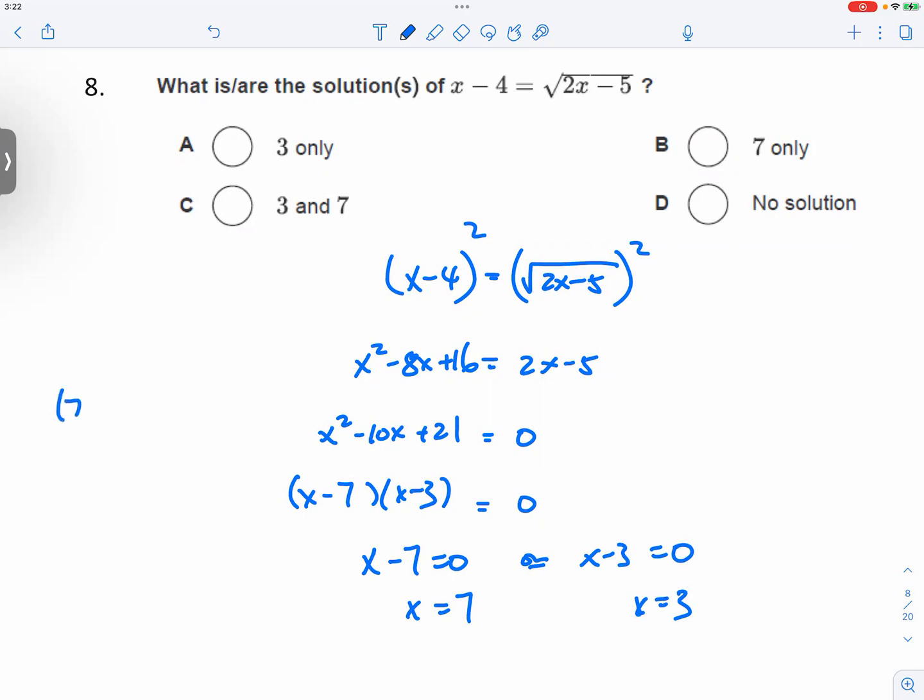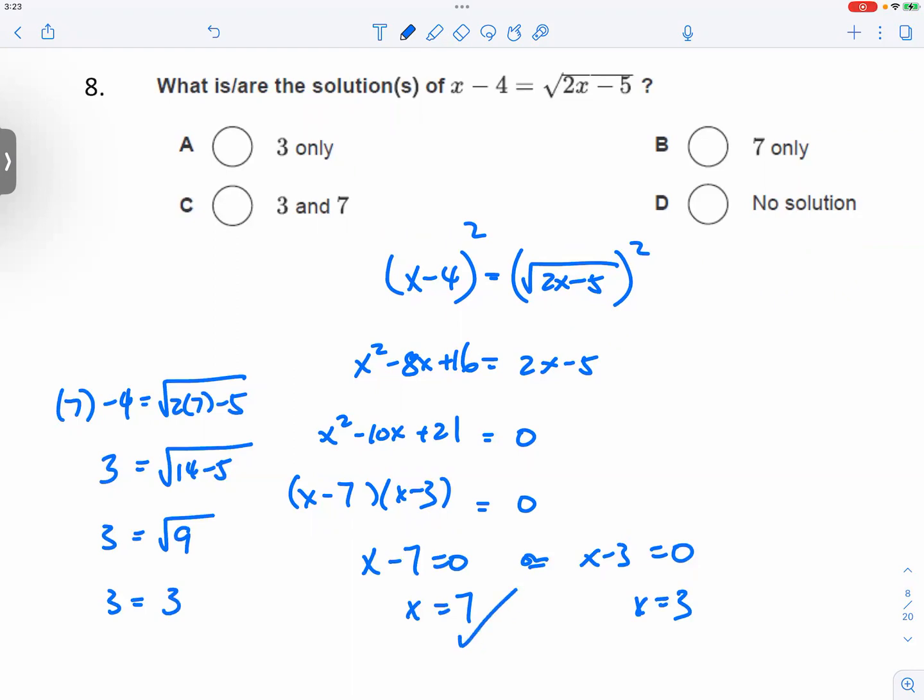Let's find out. 7 minus 4 is equal to the square root of 2 times 7 minus 5. So on the left, you've got 3. On the right, you've got 14 minus 5, and that gives you 9 underneath the square root. And we know the square root of 9 is 3. So x equals 7 looks like a good thing.